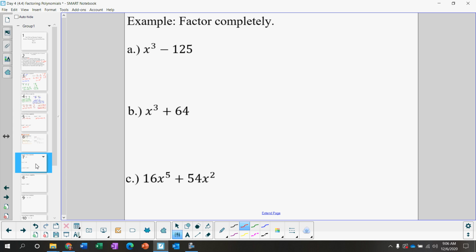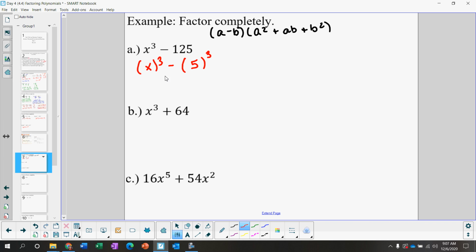So if we're going to factor these completely, our first thing is to look at what's being cubed in each position. So in this position, it's an x that's being cubed. And in this position, we have to take the cube root of 125. So if we take the cube root of 125, we get 5. So plugging this into the pattern, let's rewrite the pattern up here. For minus, it was a minus b, a squared plus ab plus b squared.